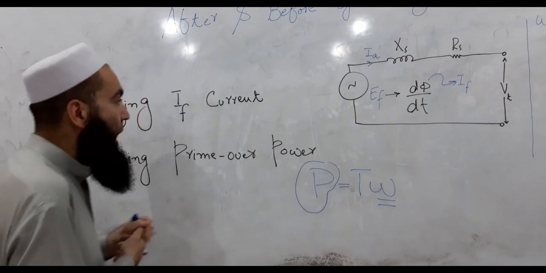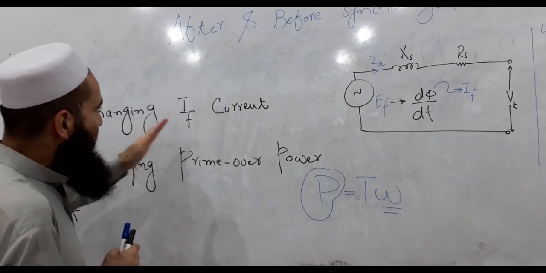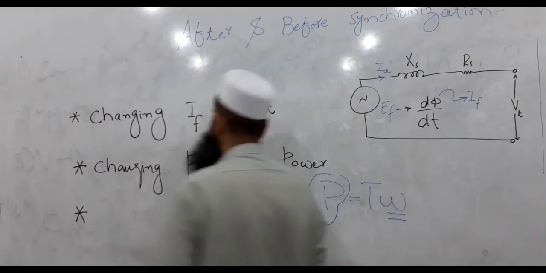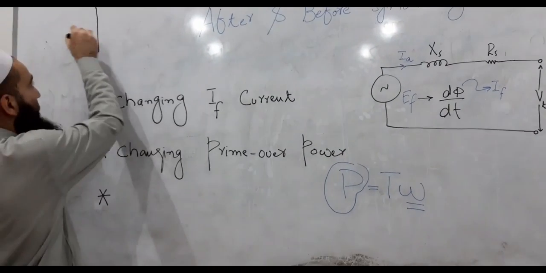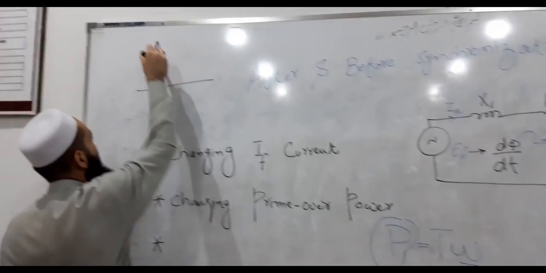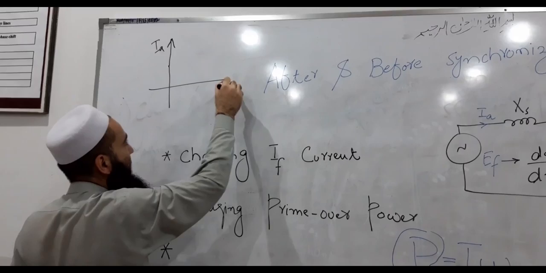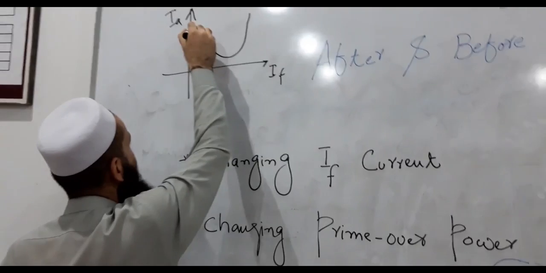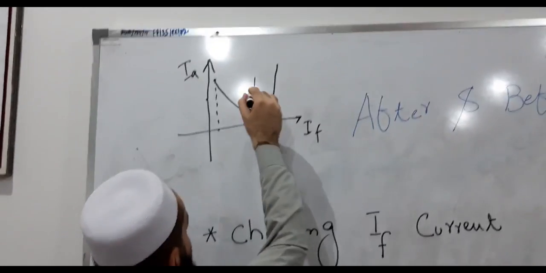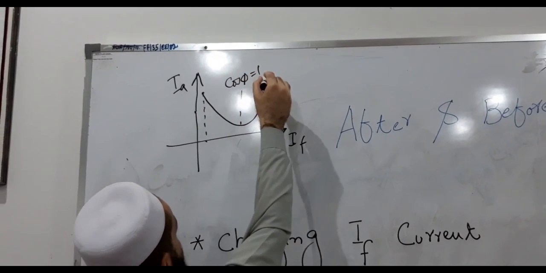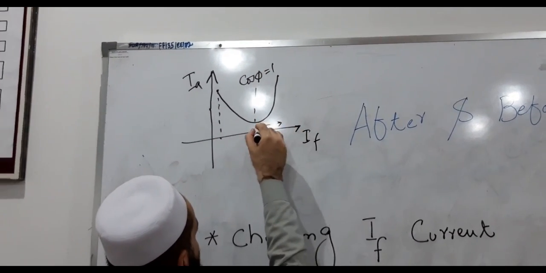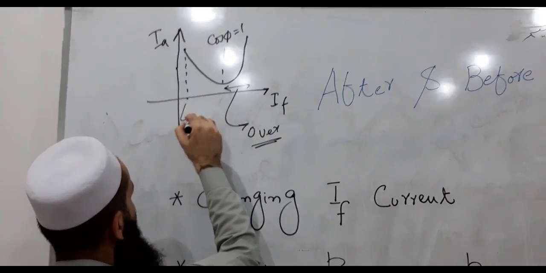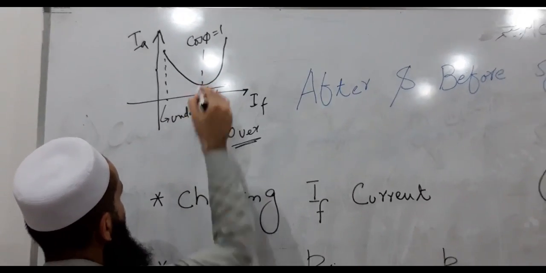And even before going there, I will also remind that after synchronization, after connecting this machine to the grid, if we vary the field current, we talked about the V curve. The V curve was the curve between the armature and the field current. And if you remember, we talked about three regions. One is under magnetization. This was the condition when the cos phi was equal to 1, and this was the condition we talked about overexcitation. So this was overexcitation, this was underexcitation, and this was the unity power factor condition.